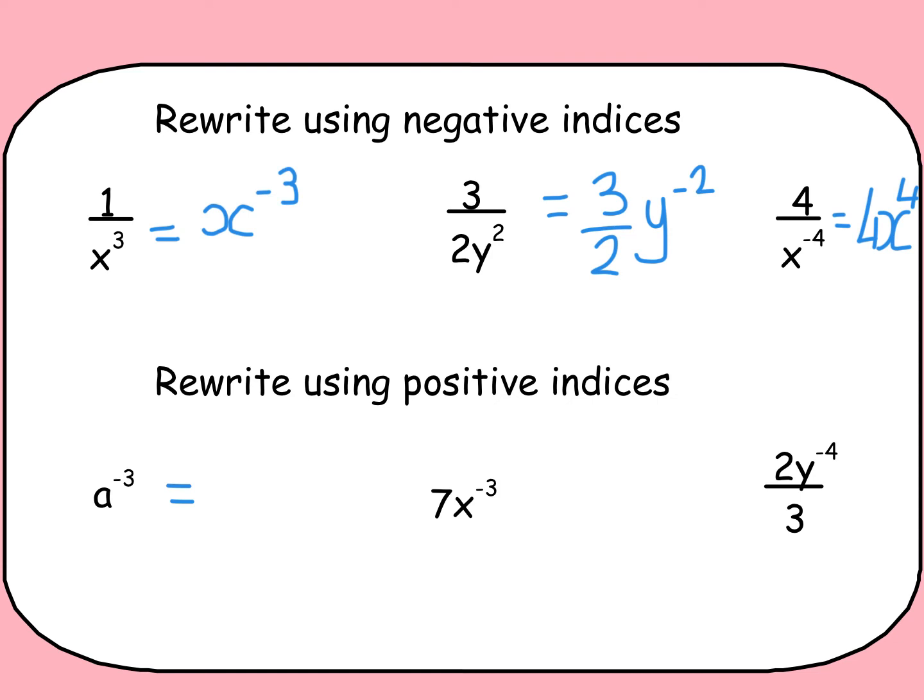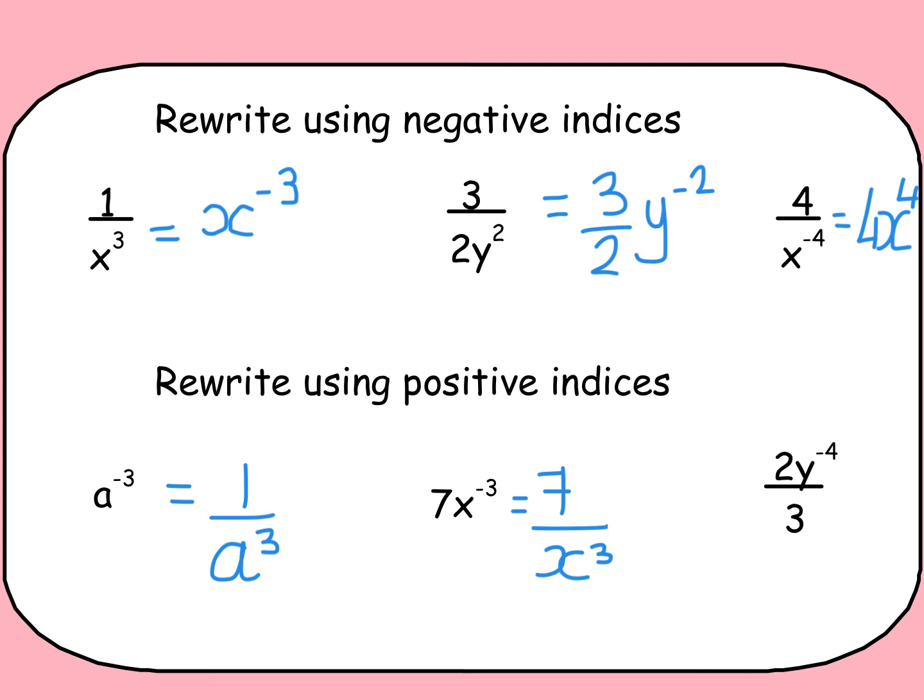There's nothing there on the top, so remember that secret number 1 hidden in front of the a. So this becomes 1 over a cubed. On the second one, the x is going to go below, so the 7 is going to stay put. It's very easy to write 1 over 7, but it's only the base that's moving, which is the x in this case. So this becomes 7 over x cubed again.